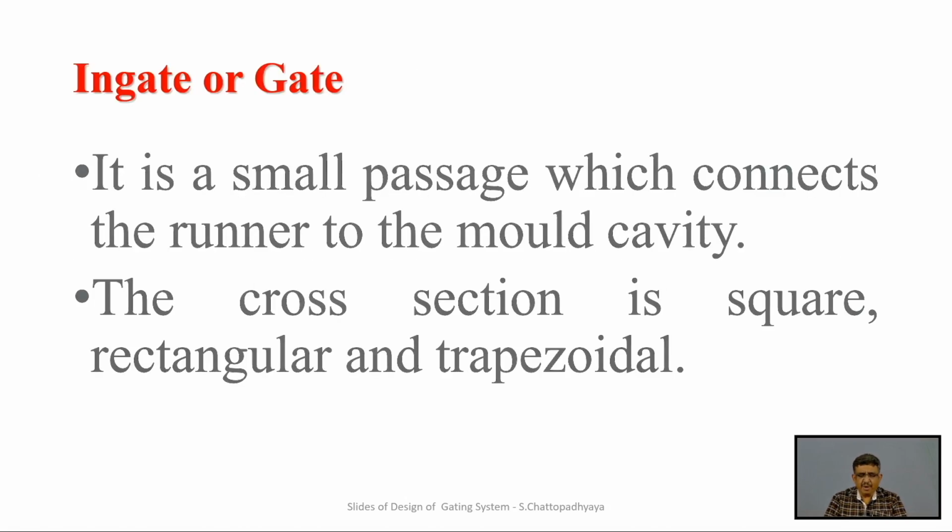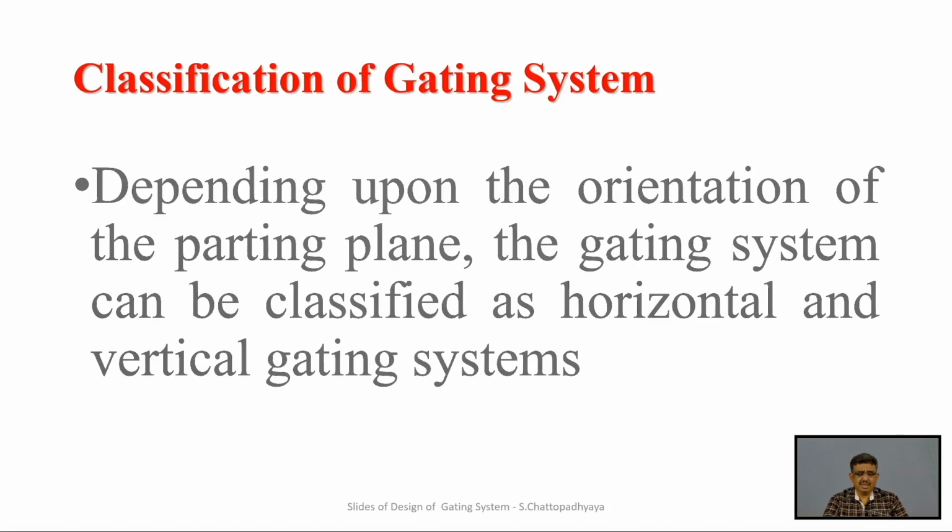The ingate or gate is a small passage from the runner to the mold cavity, and that transportation channel is known as the ingate or gate. The cross section is square, rectangular, or trapezoidal. So different kinds of sections will be there, and according to that it will be fed in order to minimize turbulence. And there are different classifications of gating systems. There are many. On the basis of the orientation of the parting line, the gating system can be classified as horizontal and vertical.